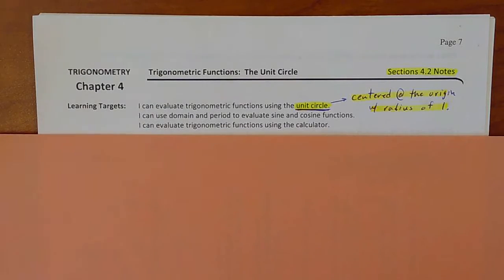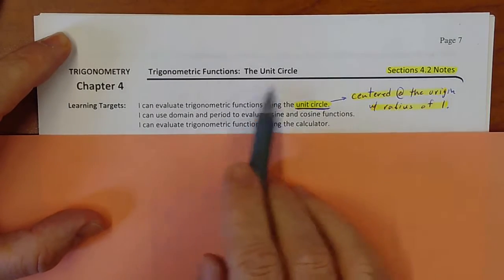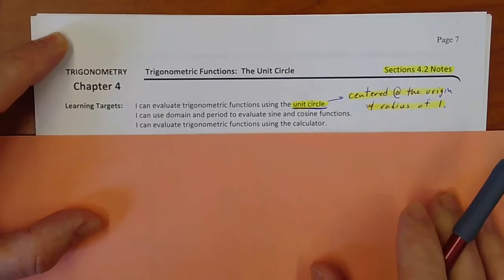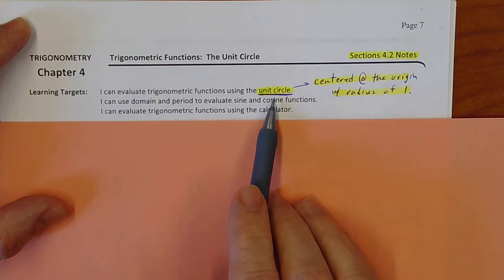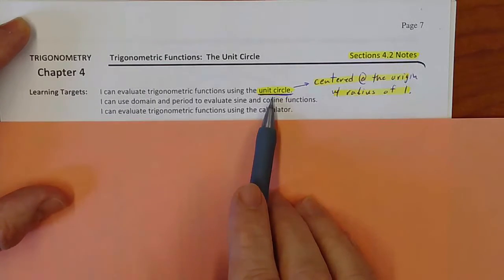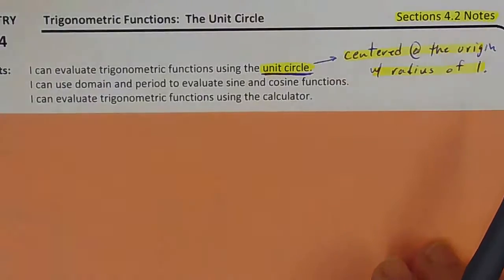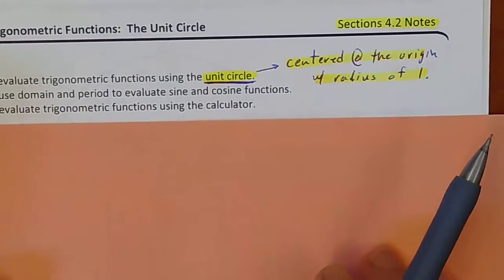Okay, today we start section 4.2. It's titled the unit circle. All right, so I can evaluate trig functions using the unit circle. So we've got to figure out what that means. Here's the definition of a unit circle. Why don't you add this up here?